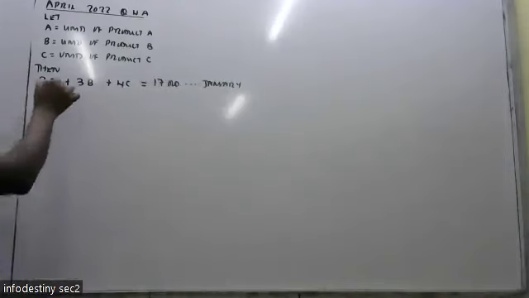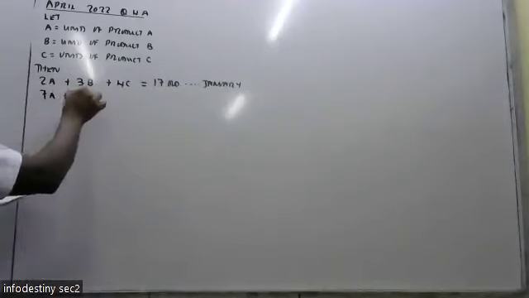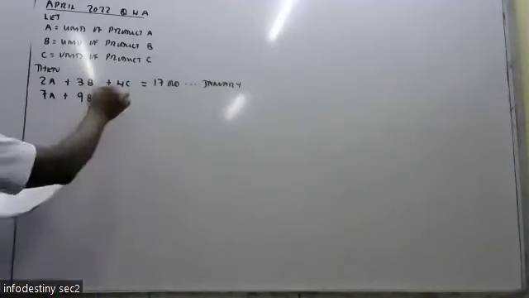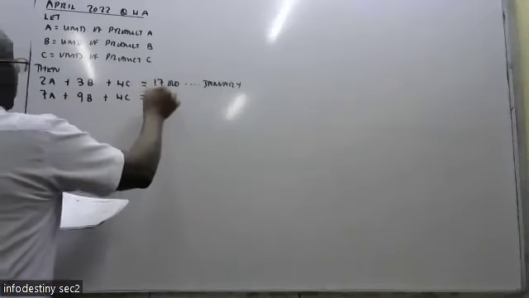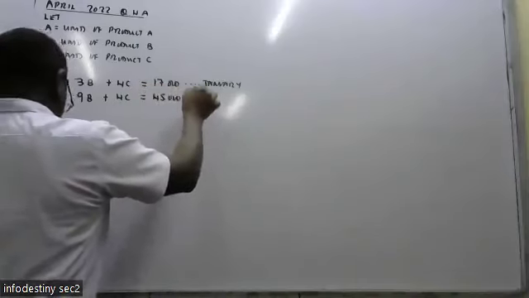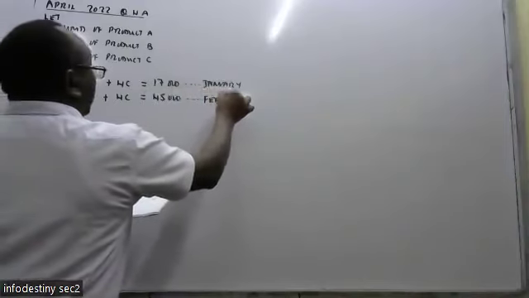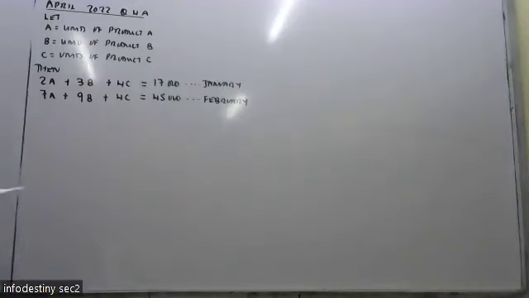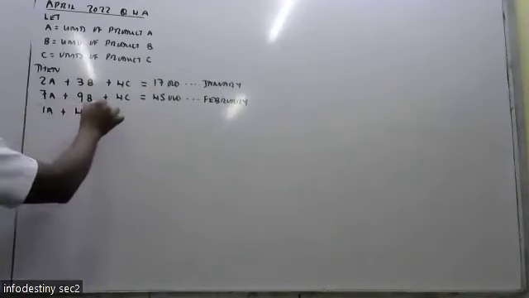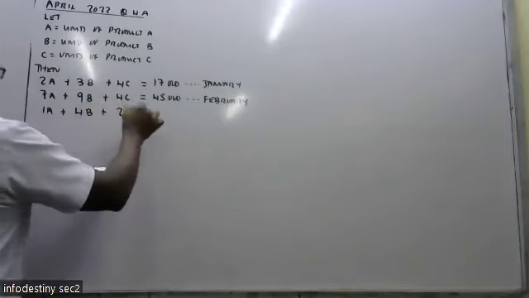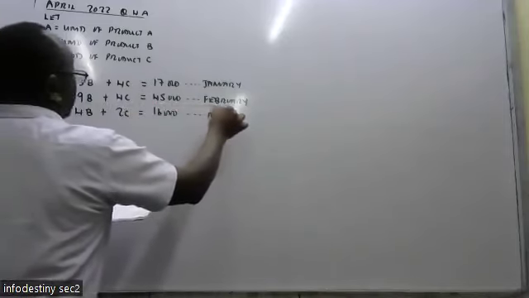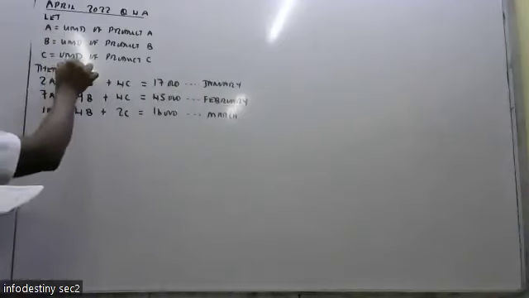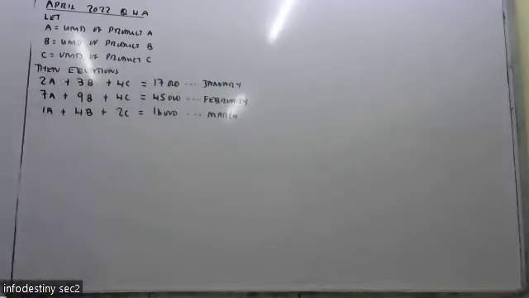Sinaona ni rahisi. So February, then 1A plus 4B plus 2C is equal to 16. This is March. Then equations, I think I should have said something like that. So that is the first thing.